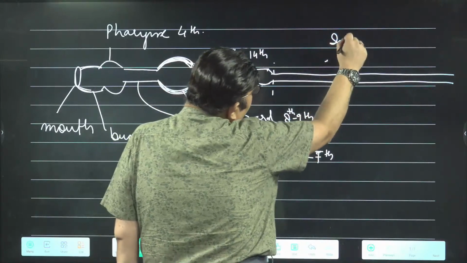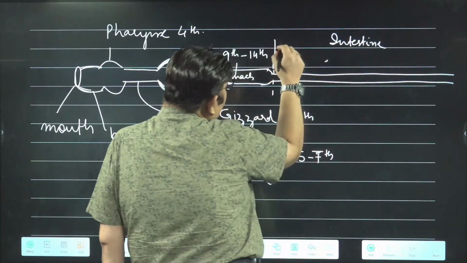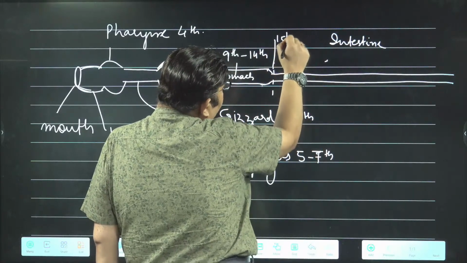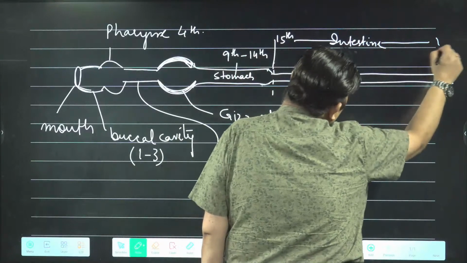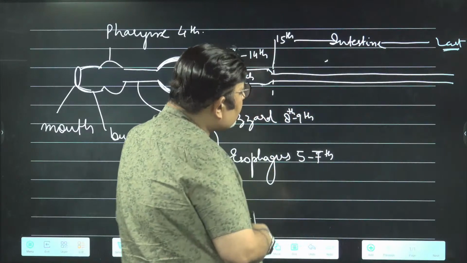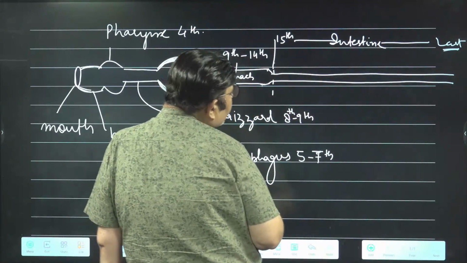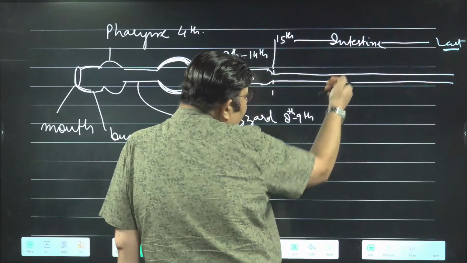intestines. So the intestine is present from the 15th segment to the last segment, which opens as a round opening called the anus. Now, very important here, let us go to the 26th segment.